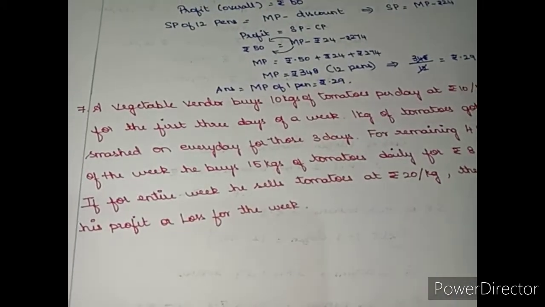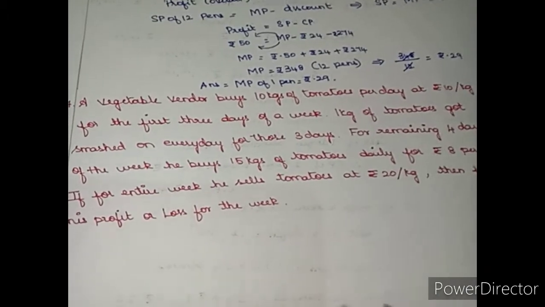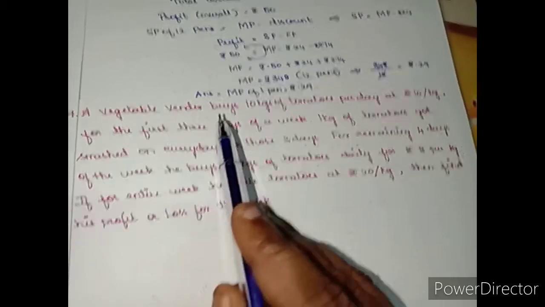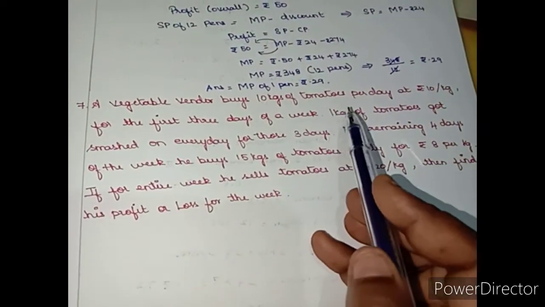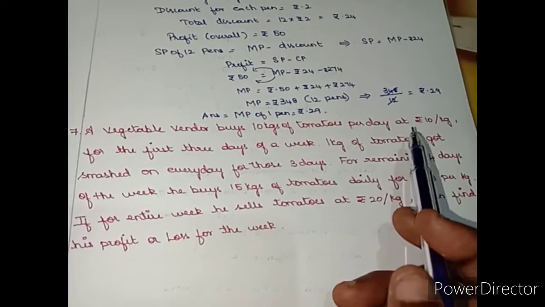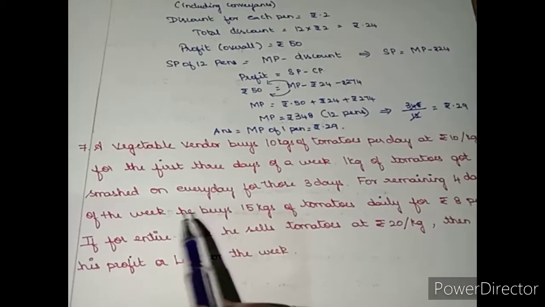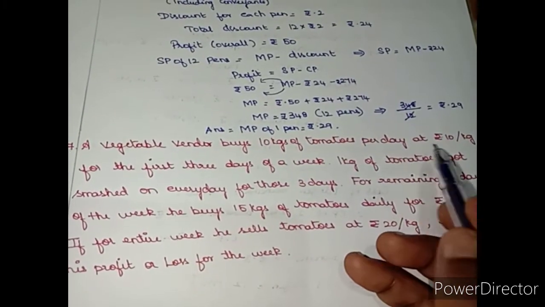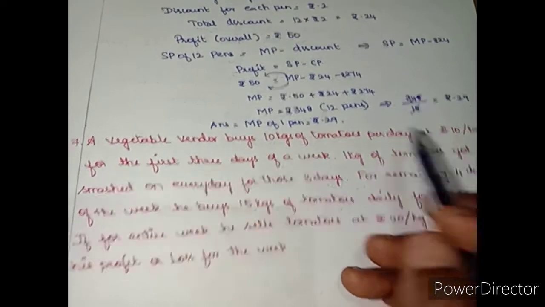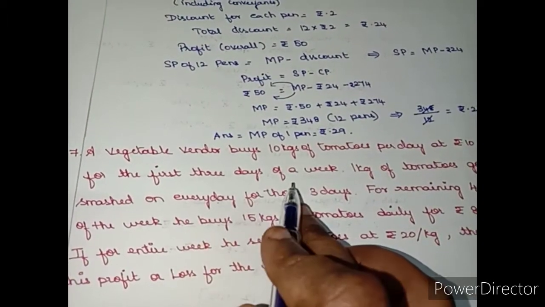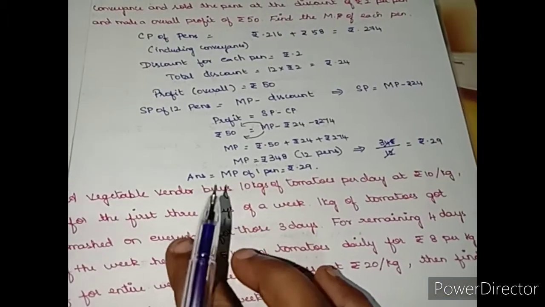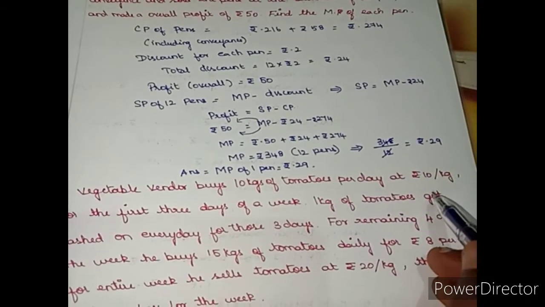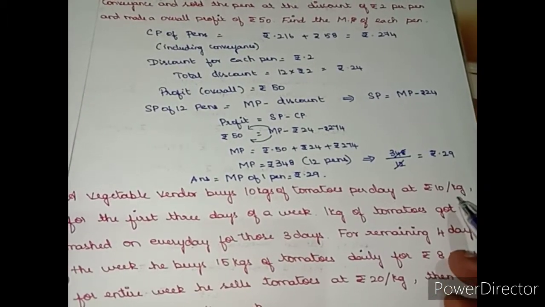See this question itself is a bigger one. If you understand it step by step only, you can proceed with the sum. A vegetable vendor buys 10 kg of tomatoes per day at rupees 10. So a vegetable vendor is buying 10 kg of tomato per day at rupees 10 for the first 3 days of a week. So in a week, for the first 3 days, he is buying 10 kg of tomatoes at rupees 10. Okay, per kg.